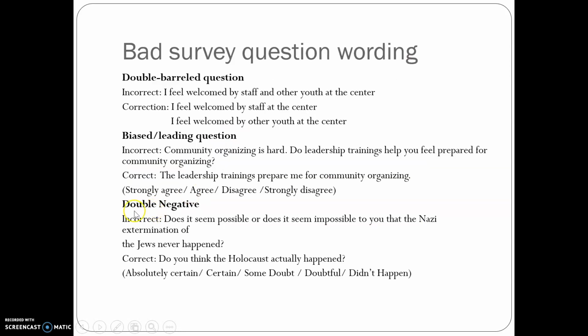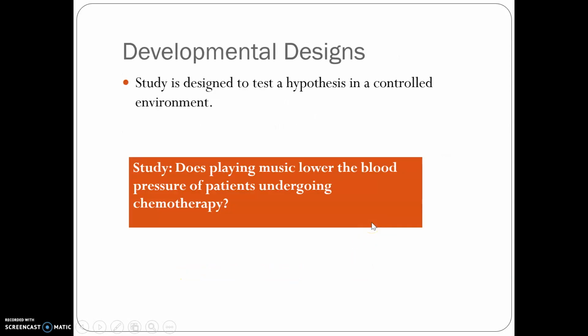And the third category is double negative. This is a horribly worded question. "Does it seem possible or does it seem impossible to you that the Nazi extermination of the Jews never happened?" So this is a double negative because we have impossible and never. Avoid double negatives. "Do you think the Holocaust actually happened?" Answers selected below.